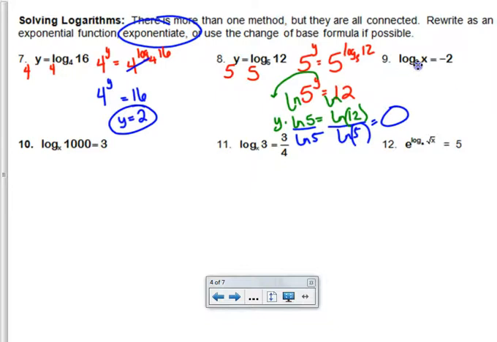Okay, number 9, we're going to exponentiate with a 3 this time. So 3 to the log base 3 will cancel, and I get x equals 3 to the negative 2 power. Well, that's just a computational thing. That's the same thing as 1/9. So x is 1/9.